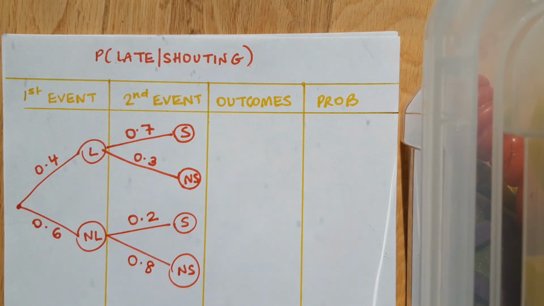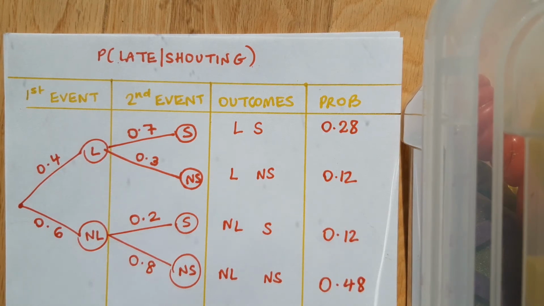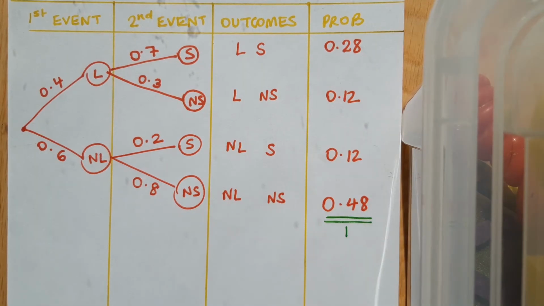So now that I've got all my events filled in, I can list out my outcomes and my probabilities. So my outcomes are late shouted, late not shouted, not late shouted, and not late not shouted. So my probabilities are, as you can see. And again, no harm to just tot those up and check that they add up to 1. And they do, in fact.